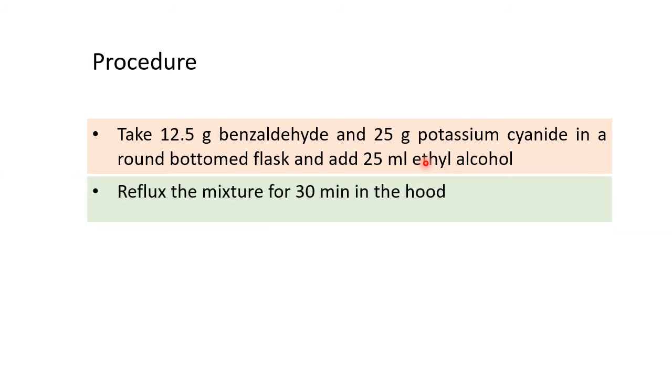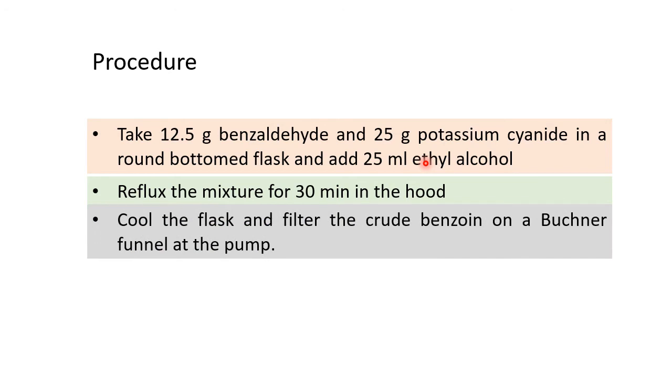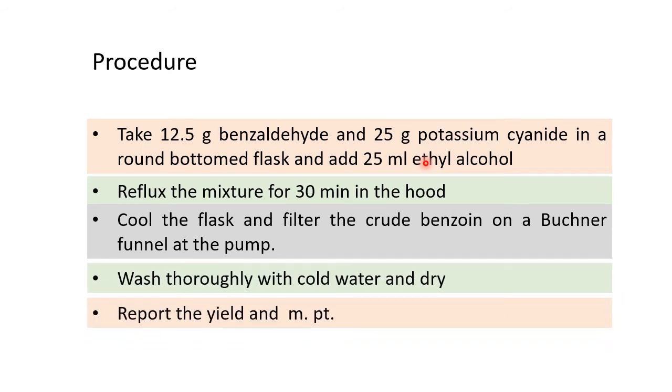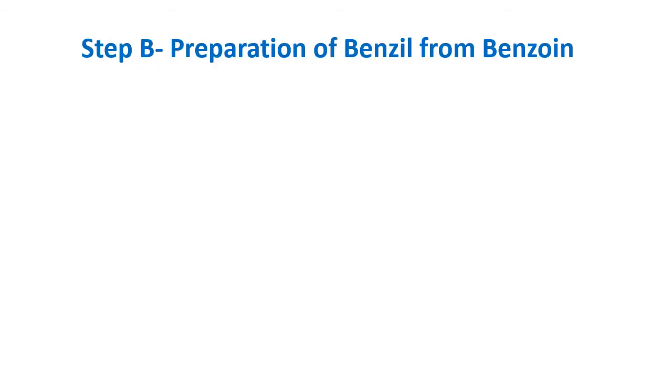फिर उसको हम मिक्सचर को रिफ्लक्स करते हैं 30 मिनट्स तक. फिर उसको ठंडा करते हैं और फिल्टर करते हैं बुकनर फनल पे. उसको वॉश करते हैं, ड्राई करते हैं और फिर जो भी आपकी यील्ड आती है वो आप रिपोर्ट करेंगे और जो भी है उसका मेल्टिंग पॉइंट निकालेंगे. Now step B is the preparation of Benzil from Benzoin.